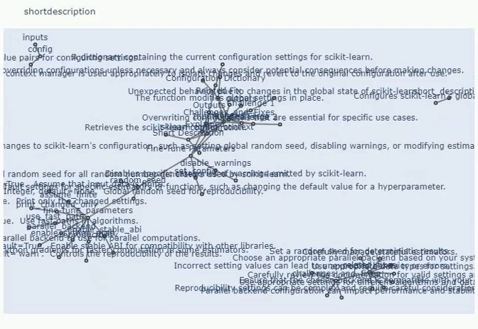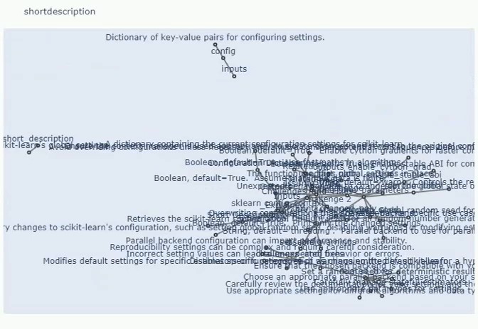Fine-tune parameters. This section details the specific settings you can configure with the config dictionary. Each entry represents a scikit-learn global setting, including its default value and data type. Assume finite: boolean. Default true. Assume that input data is finite.